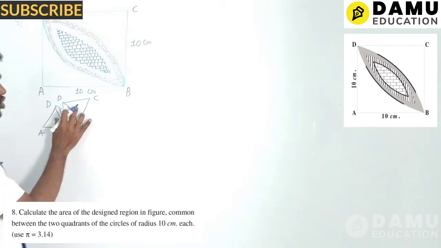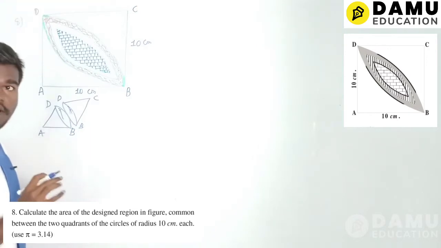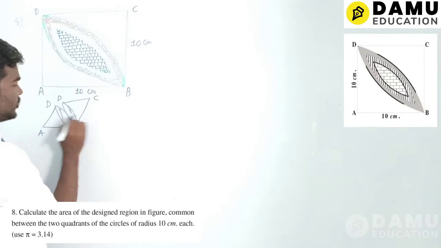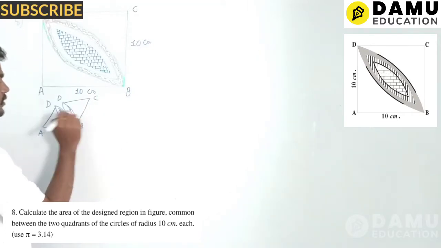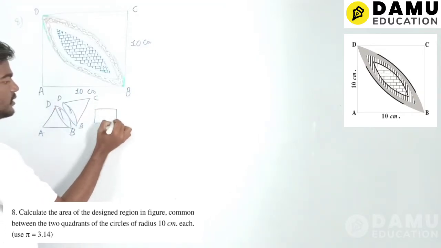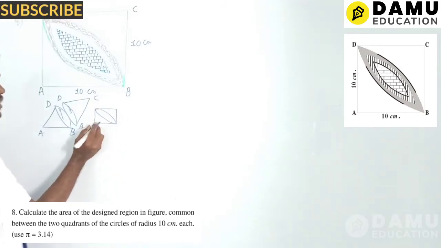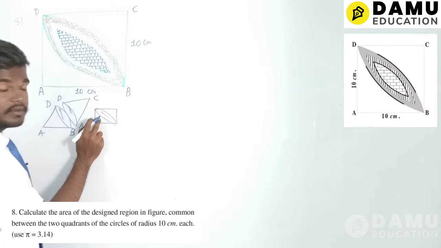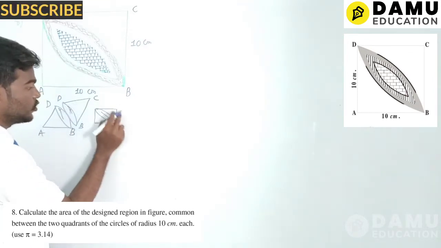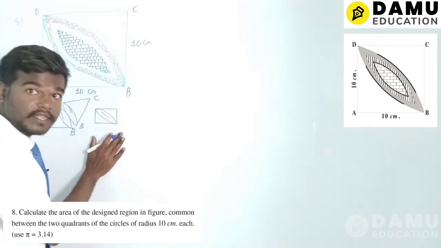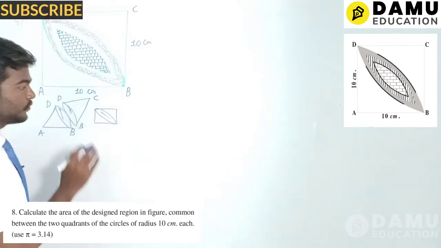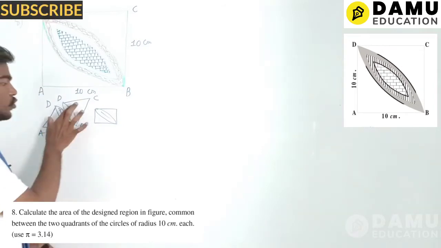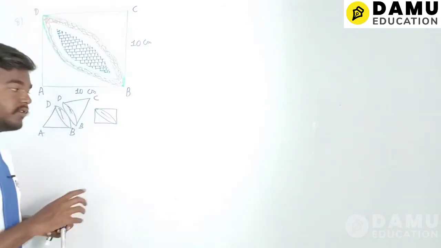If it is combinedly joined, we will get a square, with one portion extra. So this one is from the first sector and this is the empty region. If you take the total square area and subtract these two sector areas, then we will get the designed region.